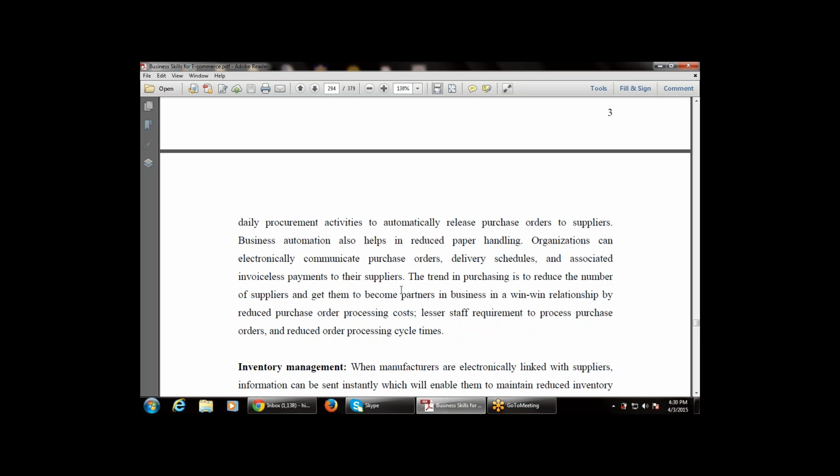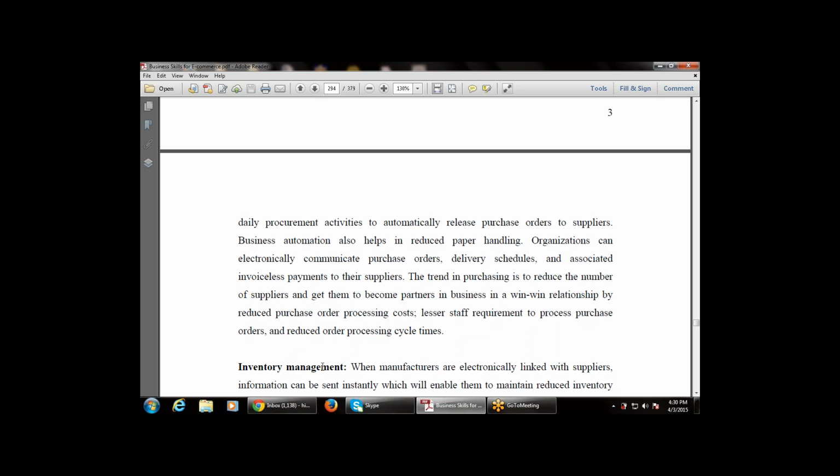The trend in purchasing is to reduce the number of suppliers and get them to become partners in business in a win-win relationship. So there must be proper negotiation between the suppliers and the manufacturer. Win-win relationship means there is coordination between the supplier and the management. This brings lesser staff requirement to process purchase orders and reduced order processing cycle times. Now next is inventory management.